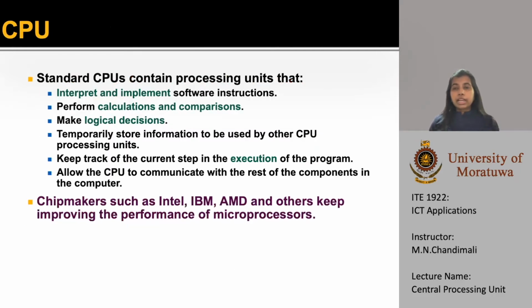Within a CPU, there are many units available for this information processing. A standard CPU contains processing units to interpret and implement software instructions, to perform calculations such as addition and subtraction, then to perform comparisons such as less than, equal to, greater than, then to make logical decisions such as AND operation, OR operation, and to store the intermediate results of data processing, to keep track of the current step in the execution of the program, and units to allow the communication between the other components of the computer.